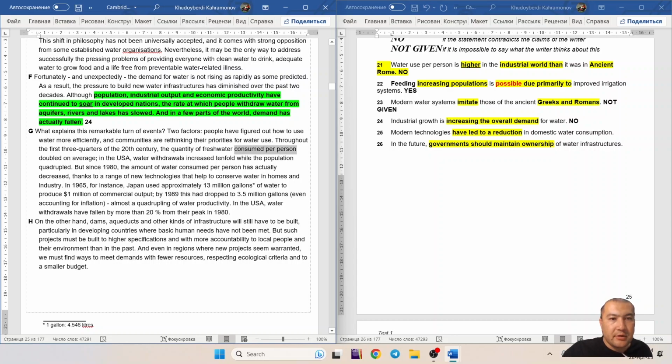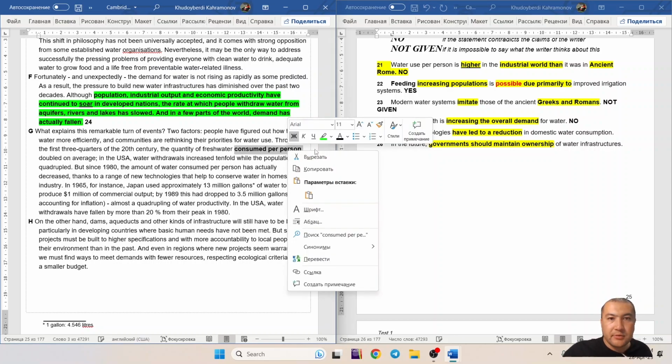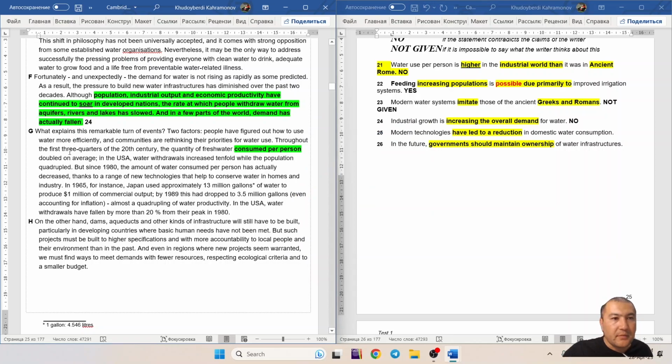So, water consumption here. There's a word, water consumption. It doubled on average in the USA. Water withdrawals increased tenfold while population quadrupled. But since 1980, the amount of water consumed per person has actually decreased. It has already decreased since 1980, thanks to a range of new technologies, right?